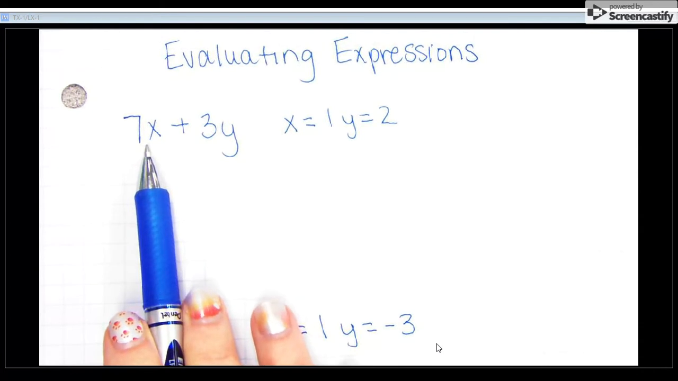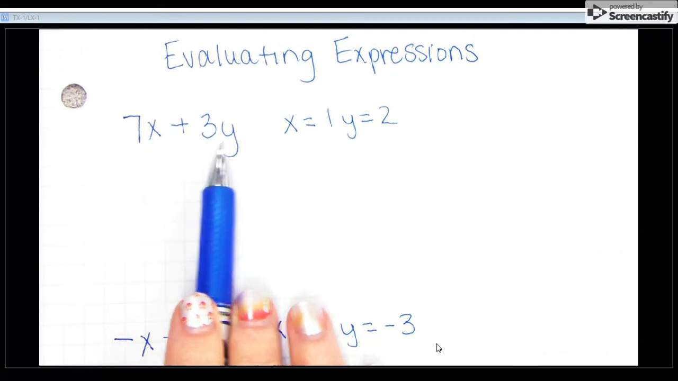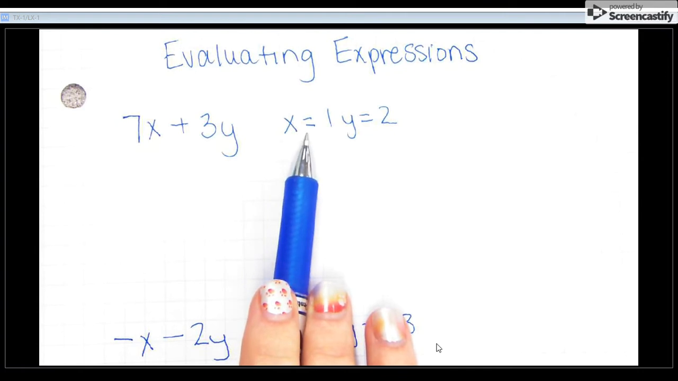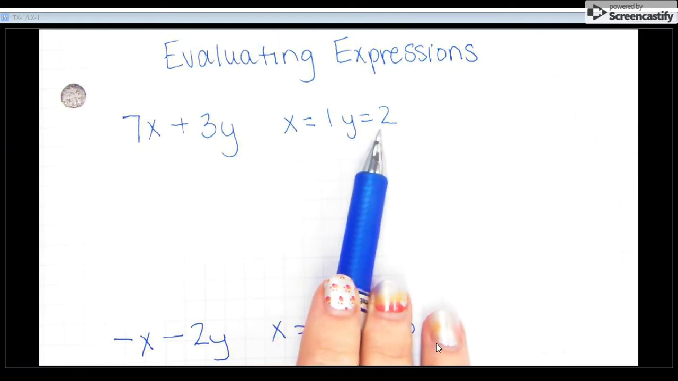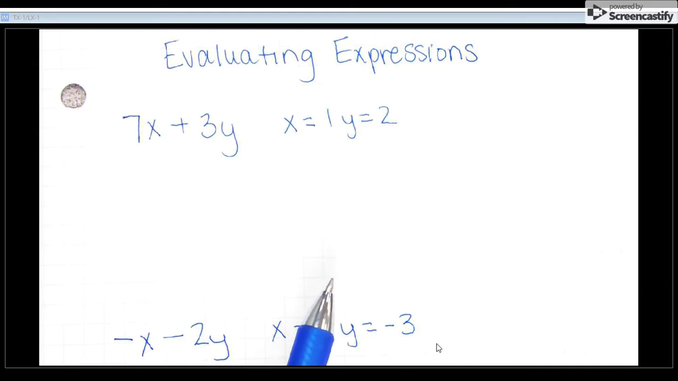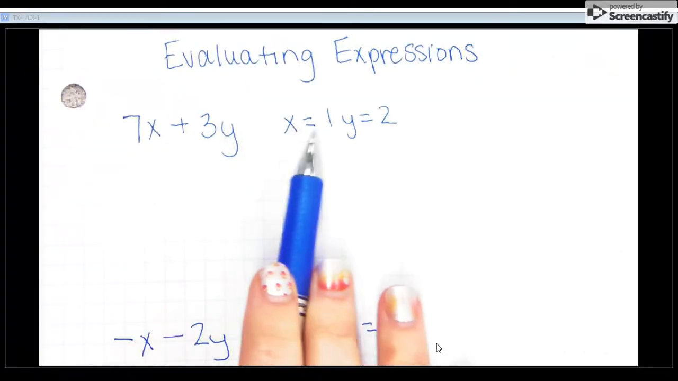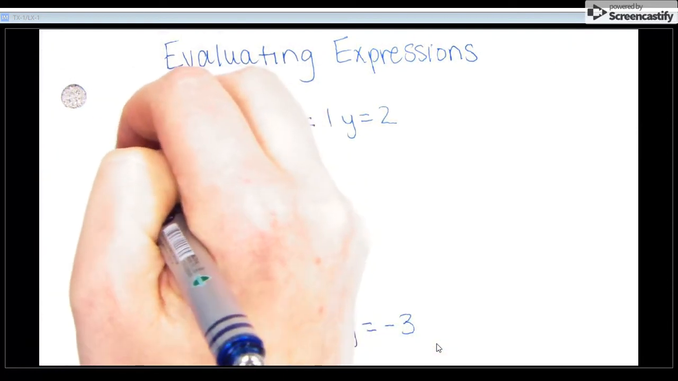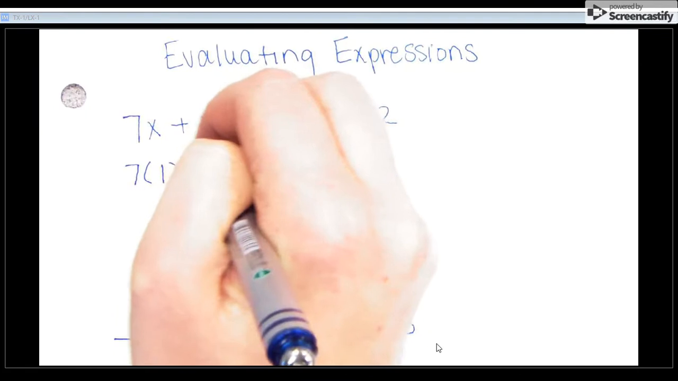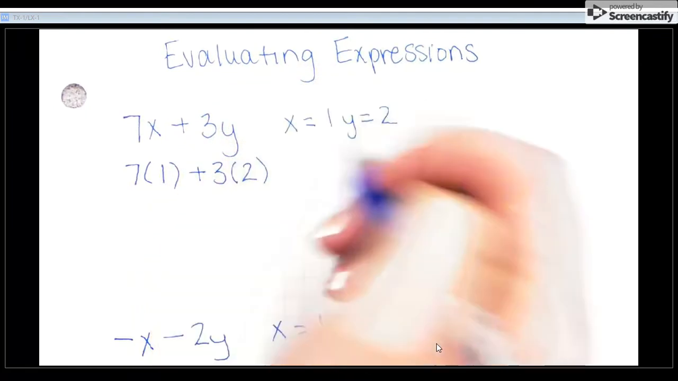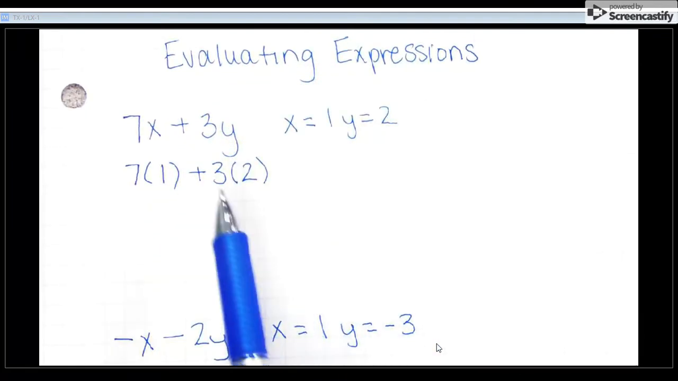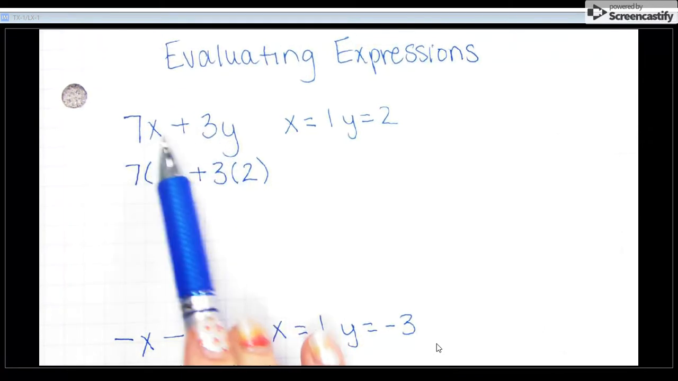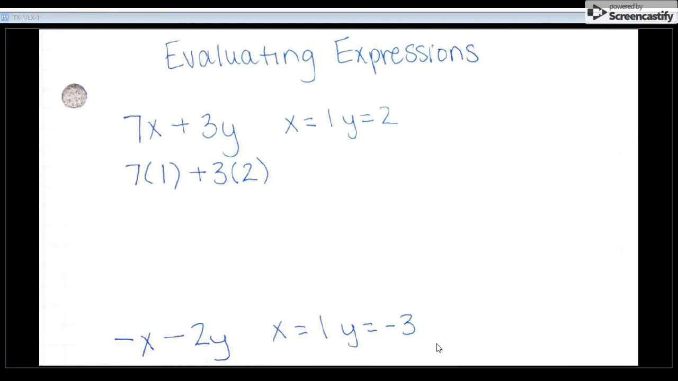I have 7x plus 3y. And they give me the information that x is equal to 1 and y is equal to 2. So my first step is to replace the x with the 1 and the y with the 2. Notice how I do not have any variables anymore. They were replaced with numbers. From here, I'm going to complete this problem using order of operations.